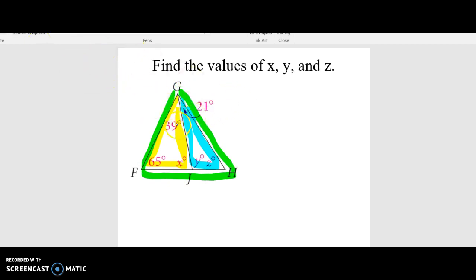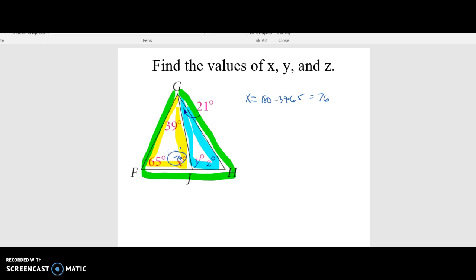Now, to me, the yellow triangle makes it easy for me to find x. I'm just going to do 180 minus that 39 minus that 65. And when I do that, I get 76 degrees.